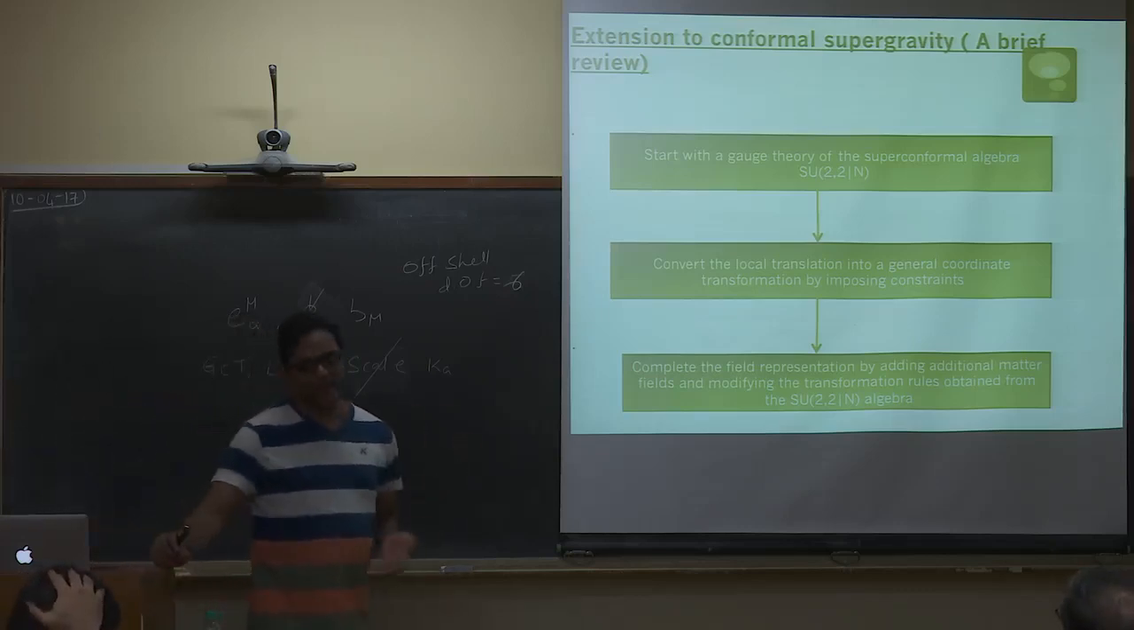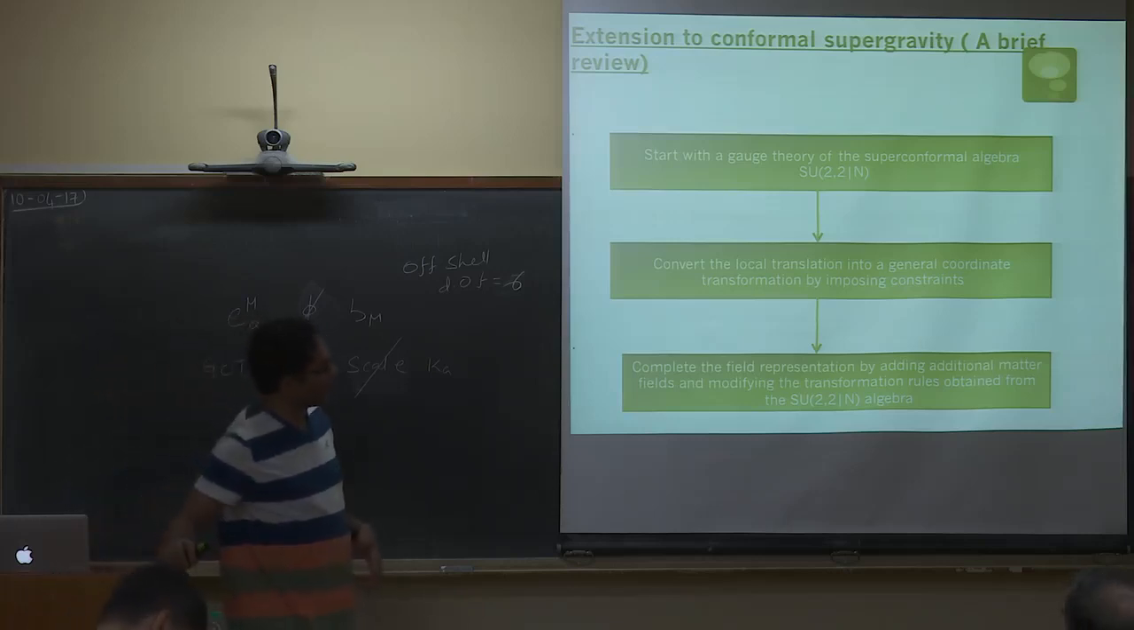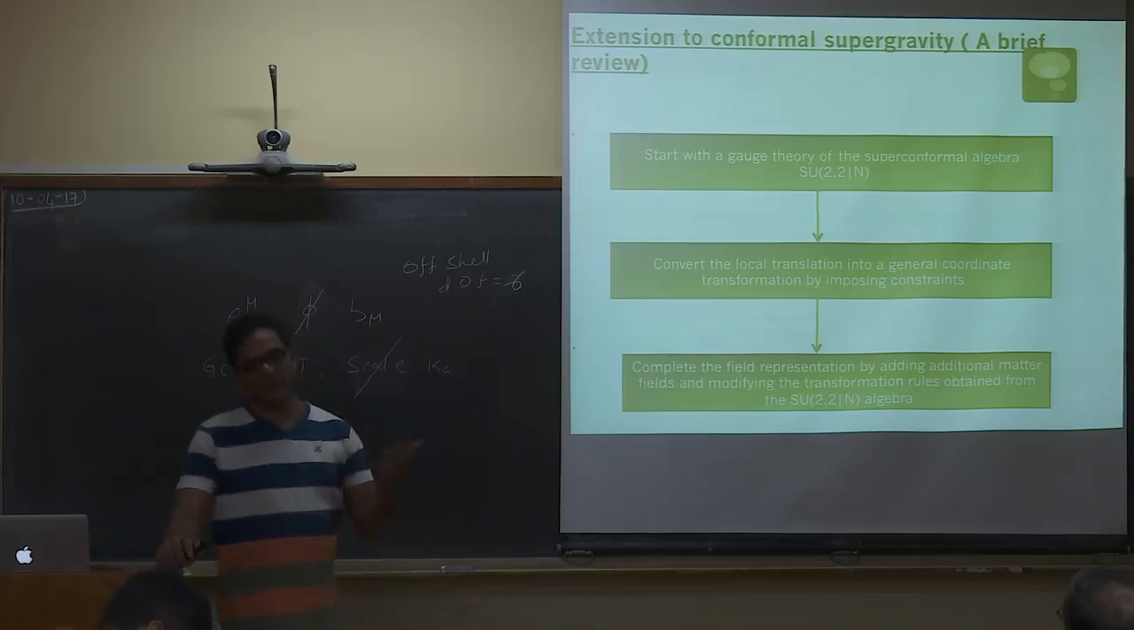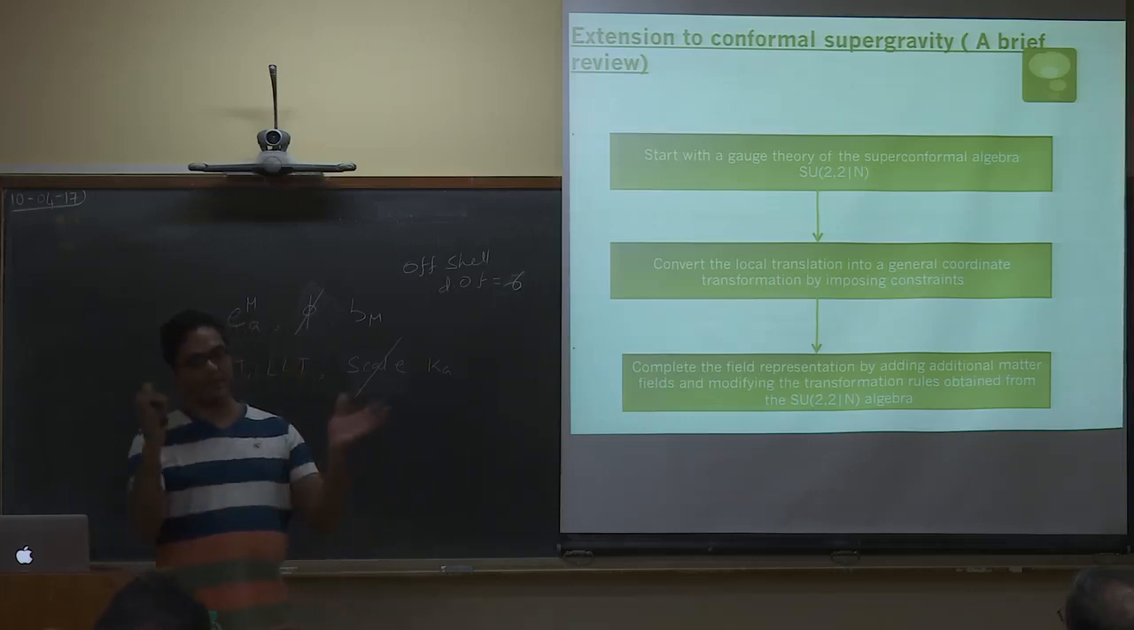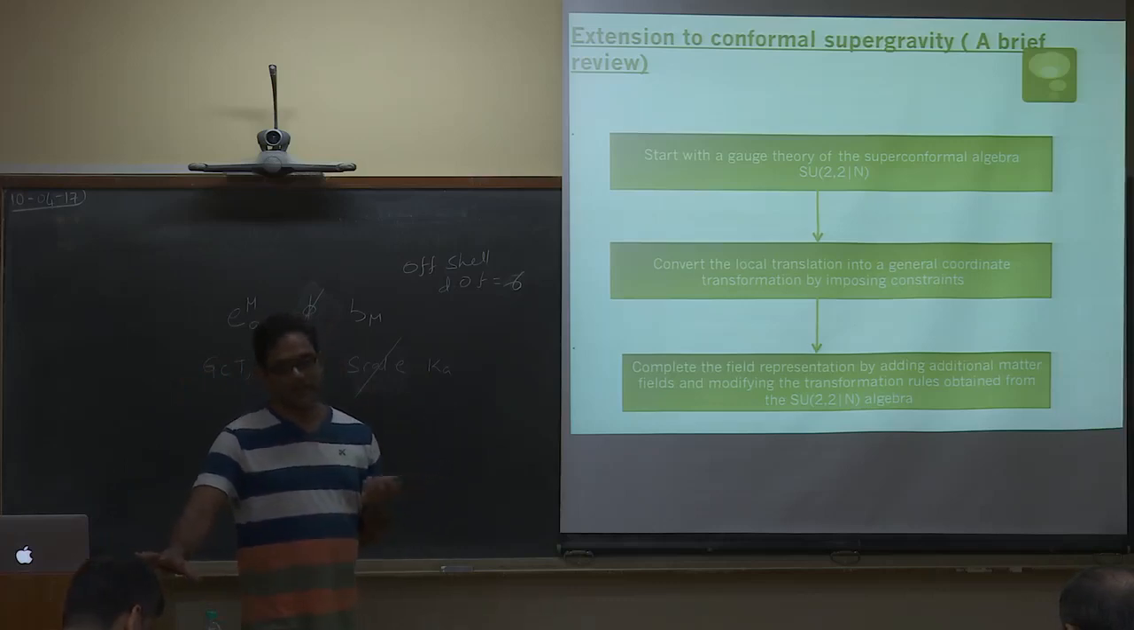So you need to add these additional matter fields to have the right number of bosonic and fermionic degrees of freedom, and also change the supersymmetry transformation rules in such a way that your supersymmetry algebra closes off shell. It becomes different from the supersymmetry algebra that you started with, which was the superconformal algebra, in the sense that when you take delta Q, on the right hand side you have some field dependent transformation also.